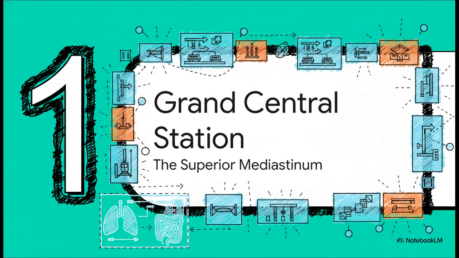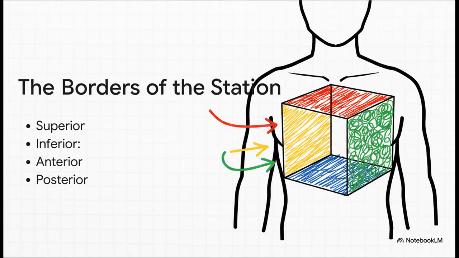All right, let's dive right into Section 1, the body's grand central station. To make this kind of a breeze to visualize, let's just build the physical walls of our station first. The superior mediastinum is contained by some very clear borders. Superiorly, so the roof, is that superior thoracic aperture, basically the opening right at the base of your neck. Inferiorly, the floor is that transverse thoracic plane we just mentioned. Anteriorly, meaning the front wall, is the manubrium, which is just the top part of your sternum. And posteriorly, the back wall, that consists of your first 4 thoracic vertebrae, T1 through T4.